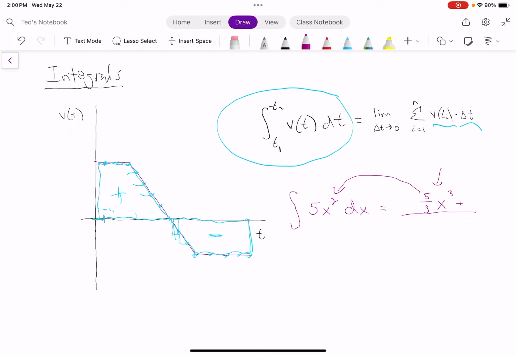I could also have 5/3 x cubed plus 10, for example. Because if I take the derivative of this, the 5/3 x cubed becomes 5x squared, and the 10, when I take the derivative of the 10, it becomes 0. So I could have a 10 there, but of course it doesn't have to be a 10. It could be a pi. Because if I take the derivative of pi, that's a constant, and it'll become 0. And I hope you see that actually any constant would work.